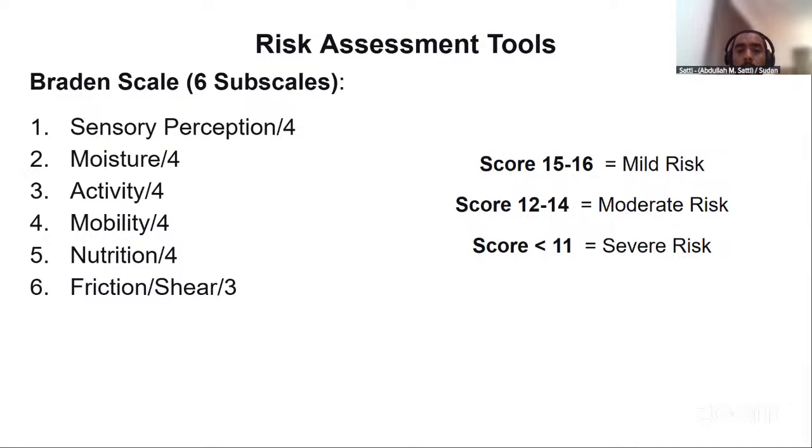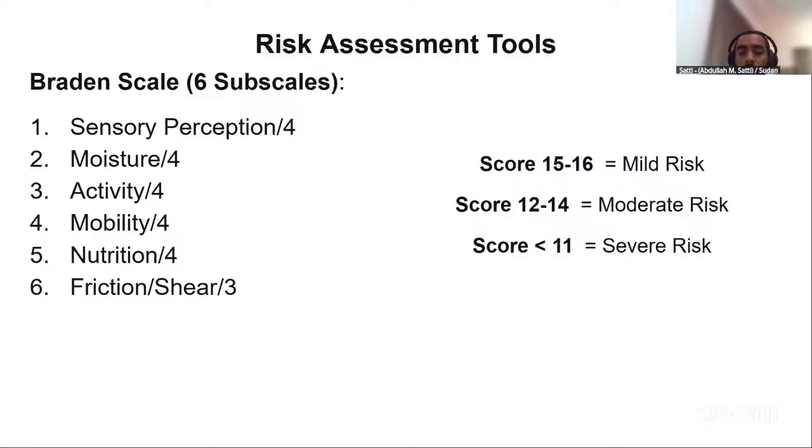So in order to understand which patients would get pressure ulcers, we have something called a risk assessment tool. This is a tool that is applied to patients in order to detect which patient is at risk, either mild, moderate, or severe, and which patient is not. The scale we use is the Braden scale. It has 6 subscales containing the sensory perception, the moisture, the activity, the mobility, the nutrition, and the friction. It's a total of 23 points.